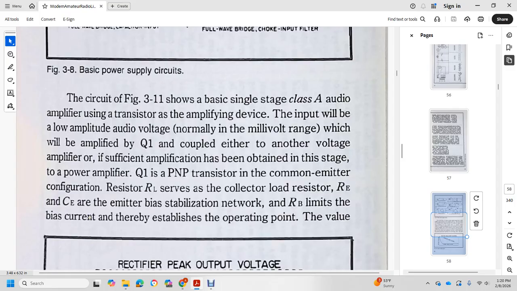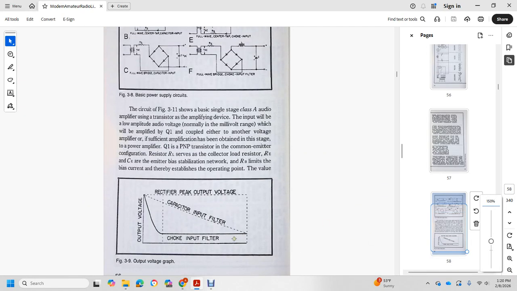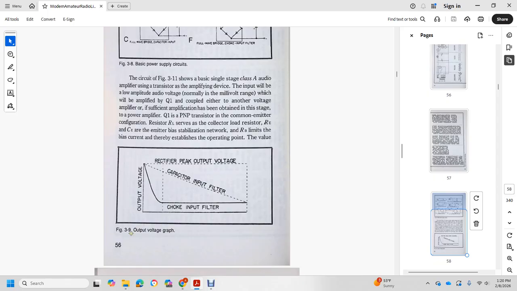The circuit in figure 311 shows the basic single stage class A audio amplifier using the transistor as the amplifying device. Input is a low amplitude audio voltage, normally in the millivolt range, which will be amplified by Q1 and coupled to either another voltage amplifier or a power amplifier. Q1 is a PNP transistor in a common emitter configuration. Resistor R1 serves as the collector load resistor. The emitter has a bias stabilization network, and the base bias resistor limits the bias current. This establishes the operating point and the value shows output voltage for choke input and capacitor input filter rectifier peak output voltage.